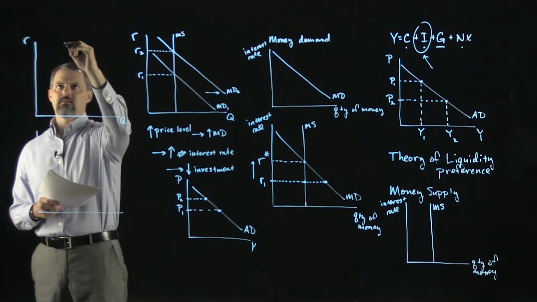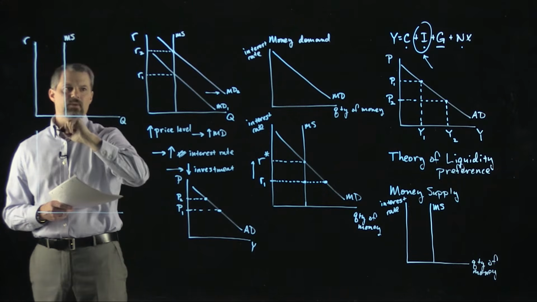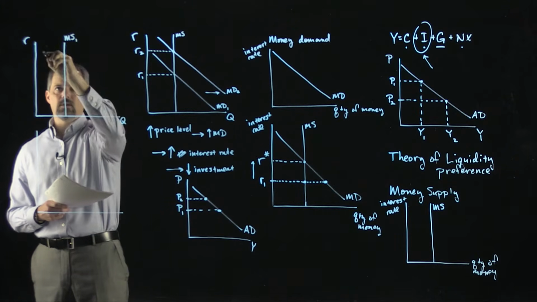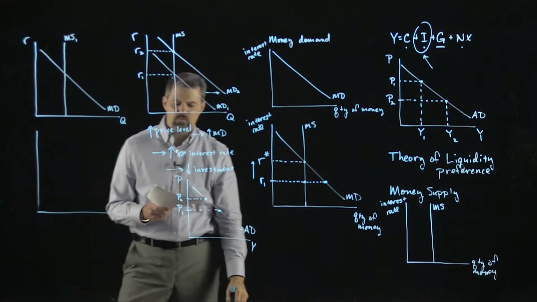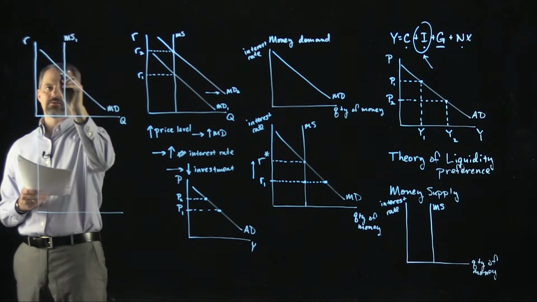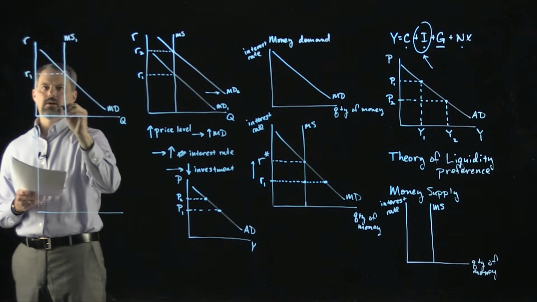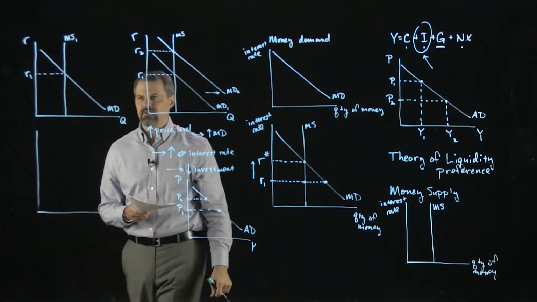So let's have our money supply. We're going to increase the money supply, so we'll call it MS1. And we've got our money demand. We're not going to worry about changing it. Let's identify the initial interest rate, R1, and the initial quantity. It's right there. We're not going to change that.